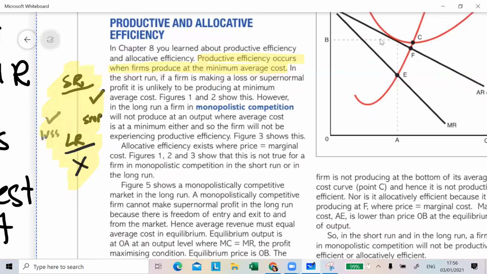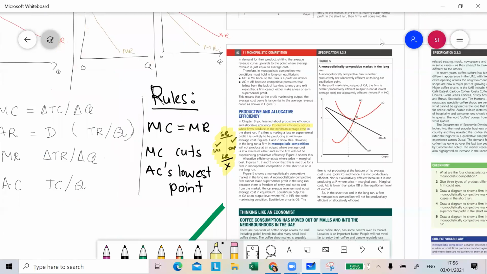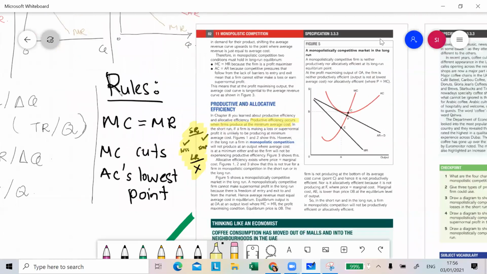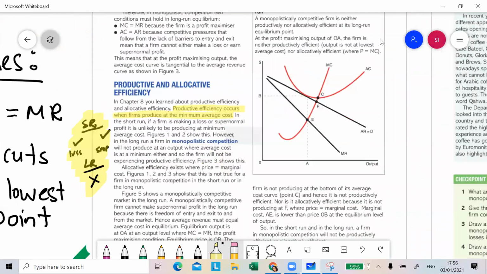Figure 5 shows, let's see what figure 5 shows. They're talking about this figure: monopolistically competitive markets in the long run. A monopolistically competitive firm cannot make supernormal profit in the long run because there is freedom of entry and exit from the market. Hence, average revenue must equal average cost.